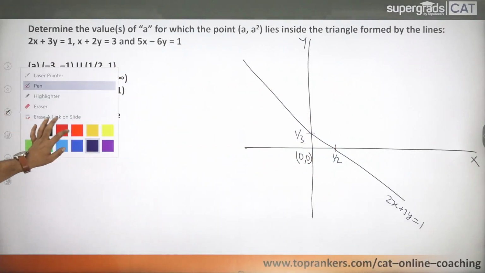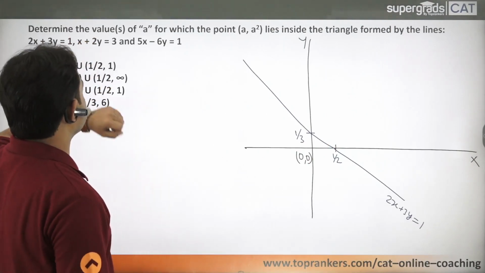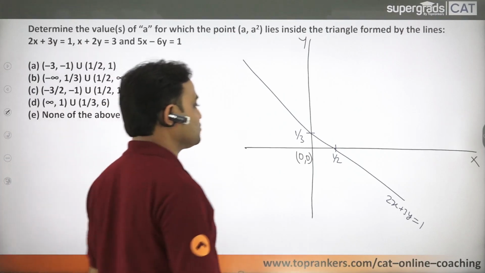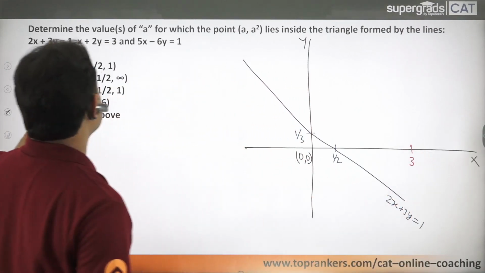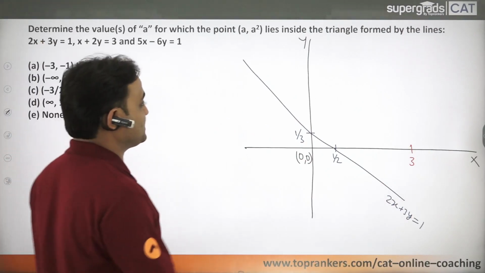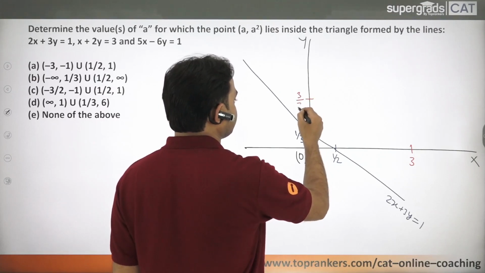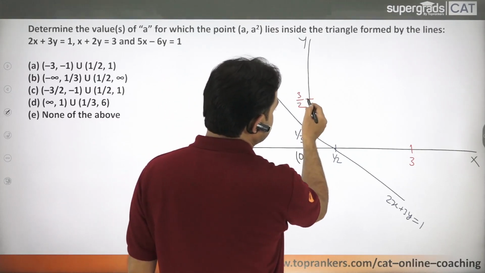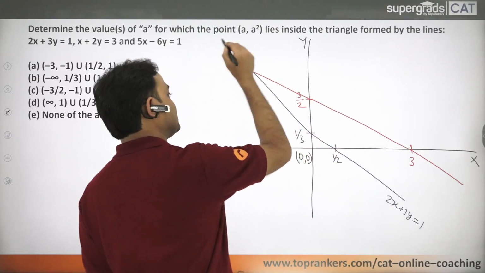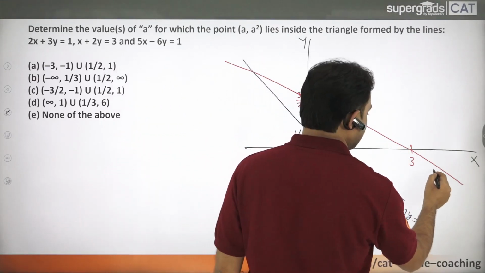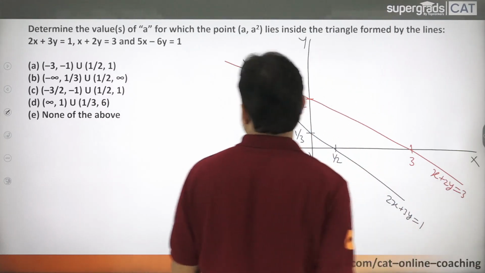Now let's draw the next line. It says x plus 2y is equal to 3. If I put y is equal to 0, x will be equal to 3. Let's take 3 here. And if I put x is equal to 0, y will be 3 by 2. So let's take 3 by 2 here. Now again, joining these 2 points, we get the second line like this. The equation of this line is x plus 2y is equal to 3.